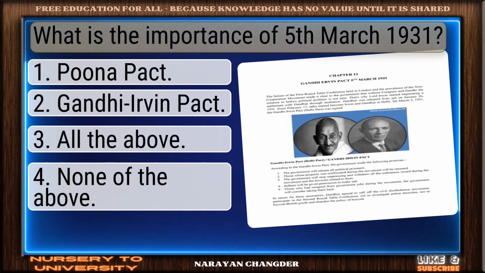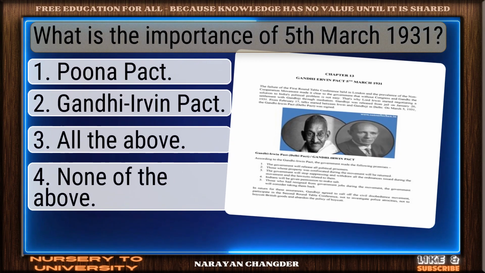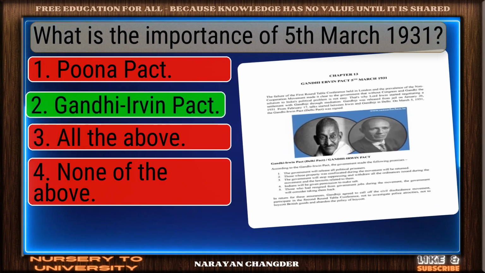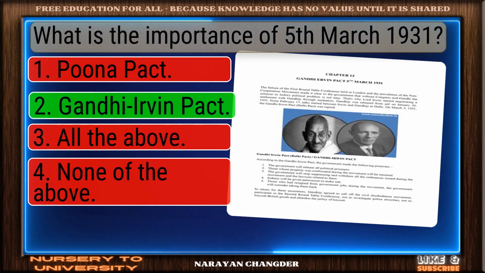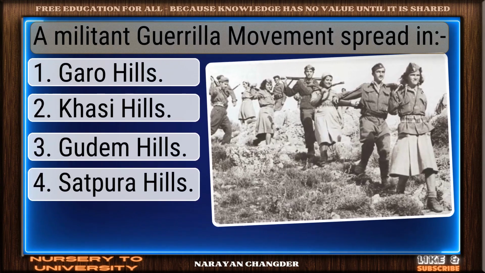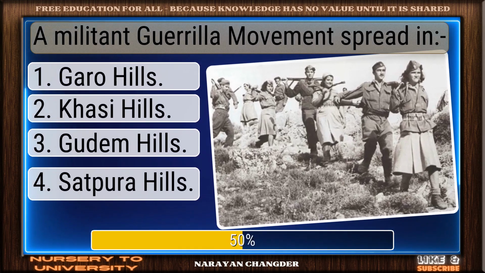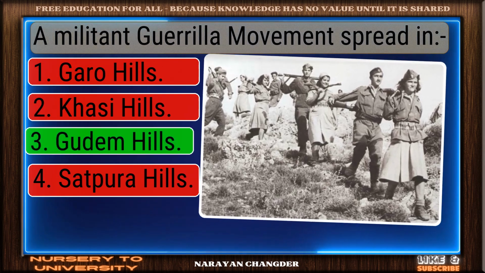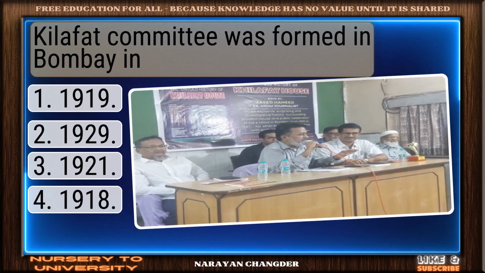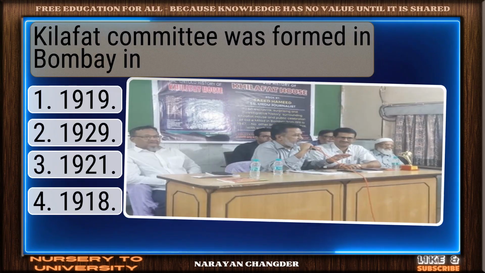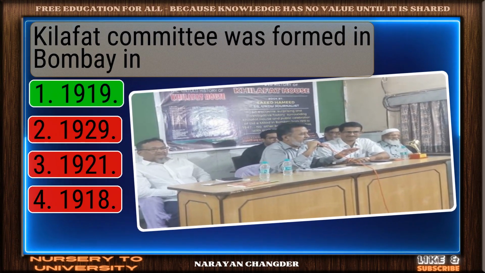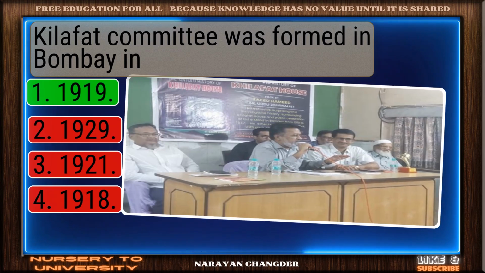What is the importance of 5th March 1931? Right again. Gandhi-Irwin Pact is valid. A militant guerrilla movement spread in. Nice work. Gudem Hills fits perfectly. Khilafat Committee was formed in Bombay in. Good thinking. 1919 is right.